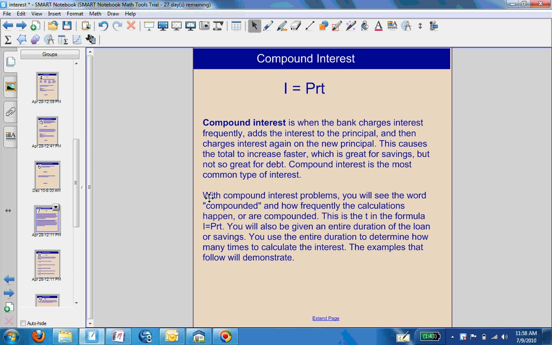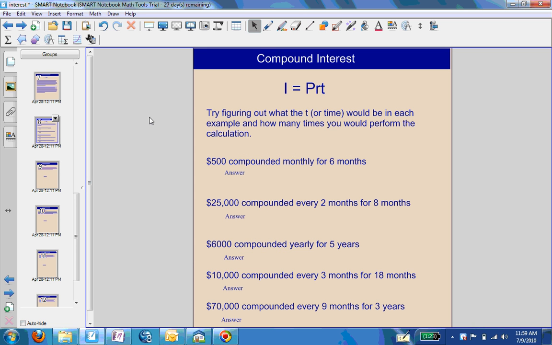With compound interest problems, you will see the word compound and how frequently the calculations happen or are compounded. This is the T in the formula I equals PRT. You will also be given an entire duration of the loan or savings. You use the entire duration to determine how many times to calculate the interest. So this will make more sense with some numbers. So let's first try to figure out what the T or time would be in each example and how many times you would perform the calculation.